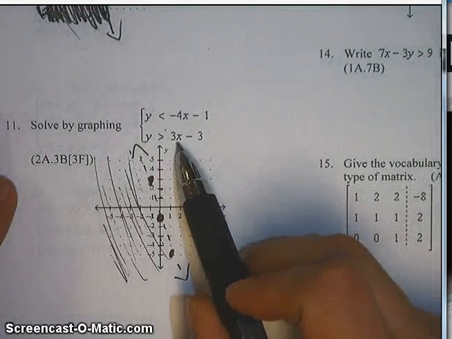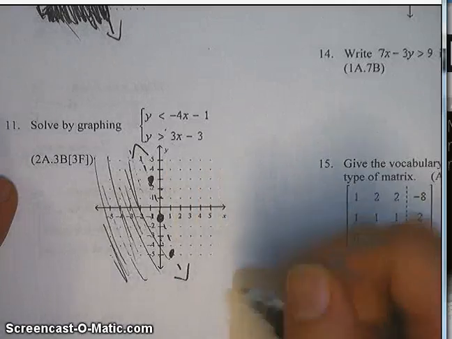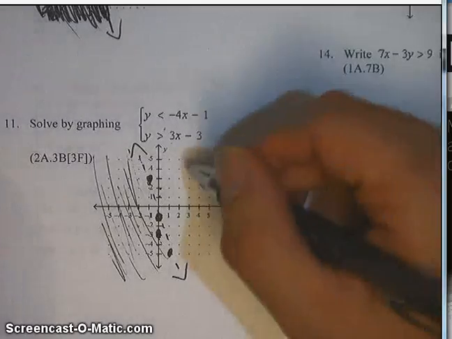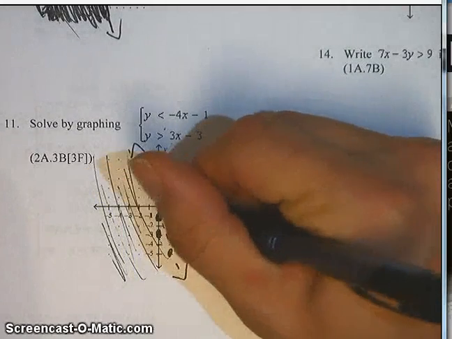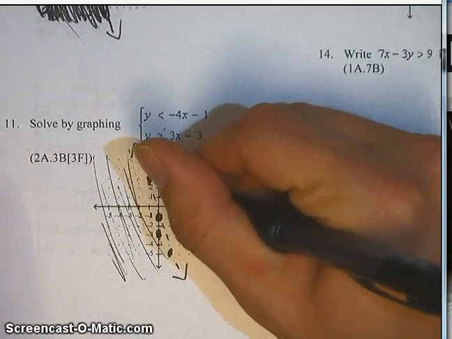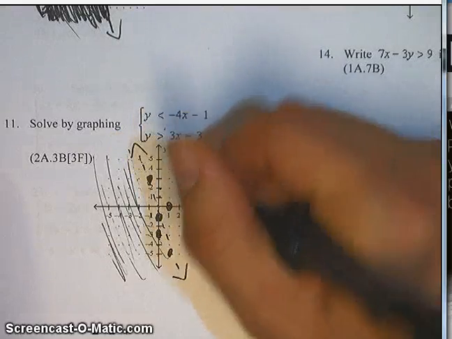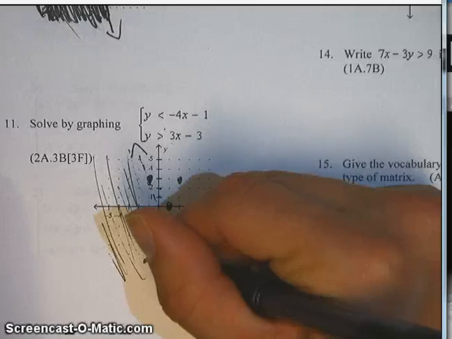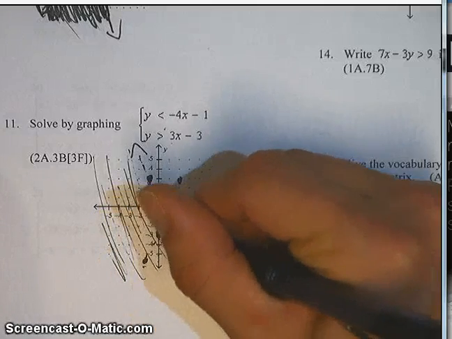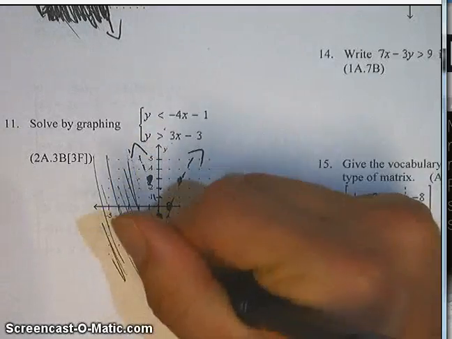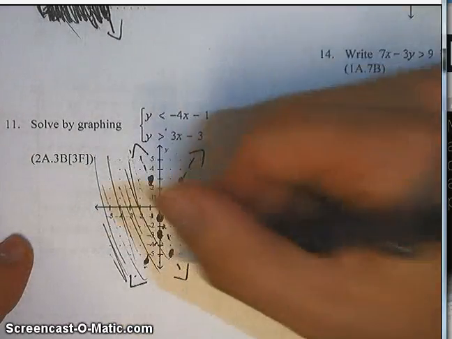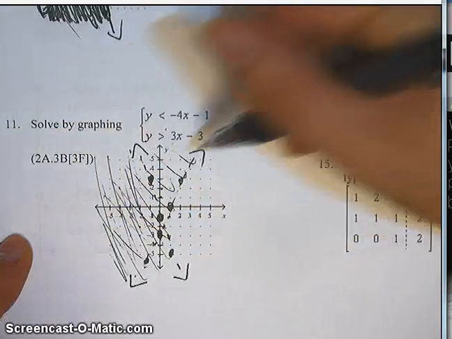This other equation is y is greater than 3x minus 3. So I'll put a dot at negative 3 because that's the y-intercept. And now I'm going to go up 1, 2, 3, right 1. 1, 2, 3, right 1. Or down 1, 2, 3, left 1. And again, this is a dashed line because it's just greater than. And that's all the stuff that's greater than. So I'm going to shade above.